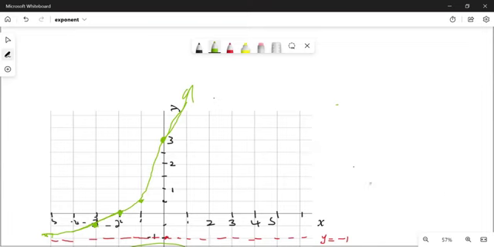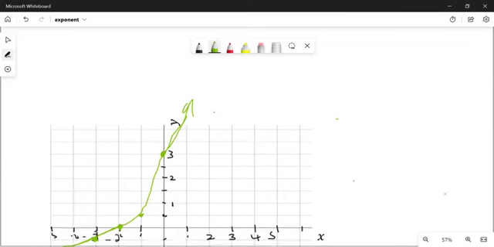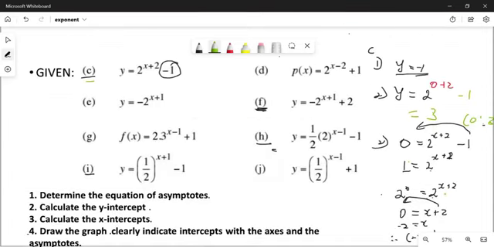And then as your activity, you know your activity.